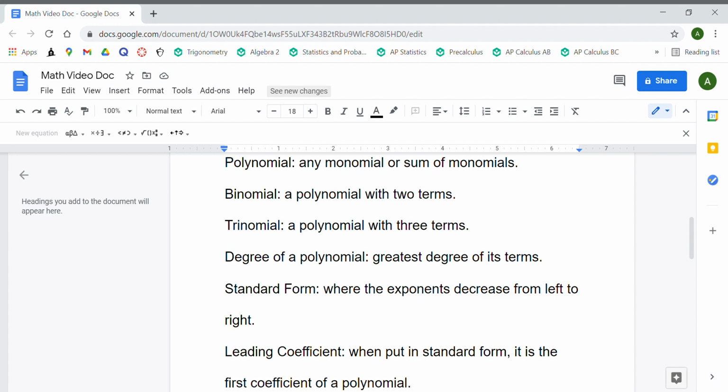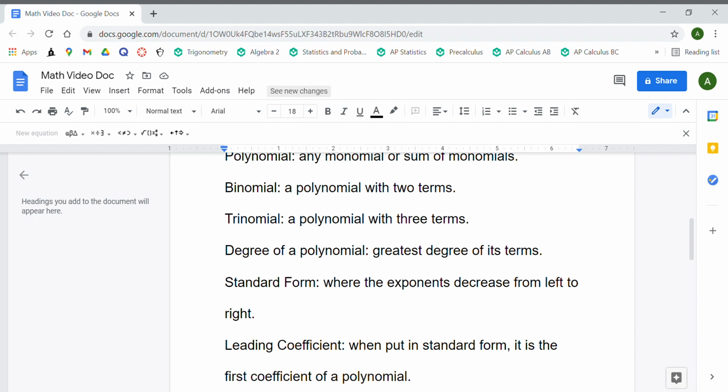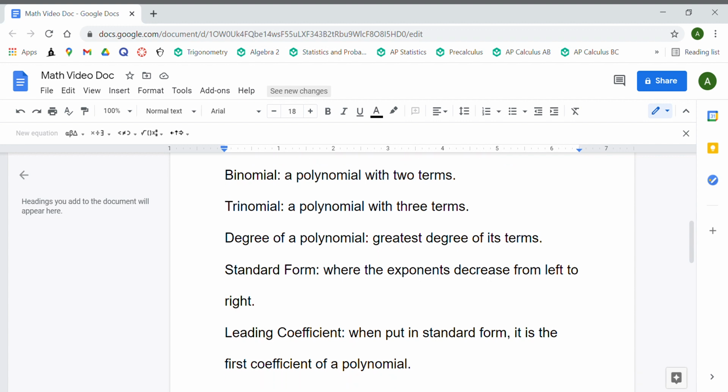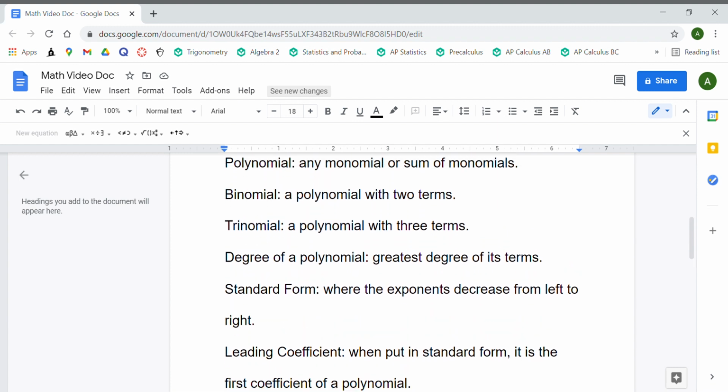I don't remember what the concept was that I said, but we'll explain it later. And then, if you put the polynomial in standard form, you might want to take note of the leading coefficient. The leading coefficient, when put in standard form, is the first coefficient of a polynomial. Only when it's in standard form.